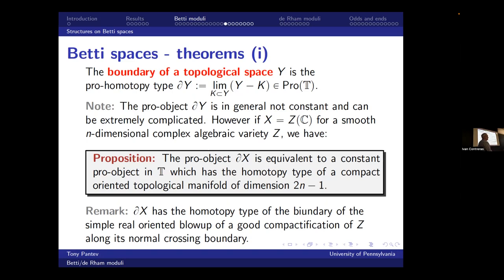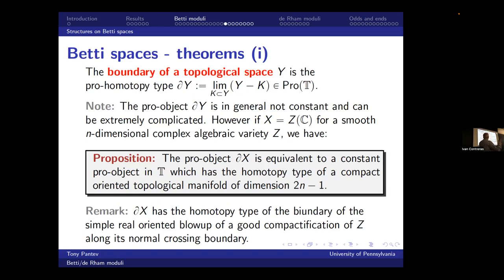So you can actually describe that manifold. You can take a good compactification of Z. So compactify Z to something smooth so that the boundary is a strict normal crossing divisor. And then take the real oriented blow-up of the compactified guy along that strict normal crossing divisor. And you get a manifold with boundary. The boundary of that manifold is this homotopy type. So it doesn't depend on the good compactification, which is a kind of small miracle. It's not a very surprising statement, but it's really great in its utility.